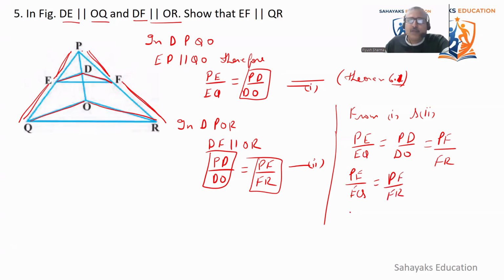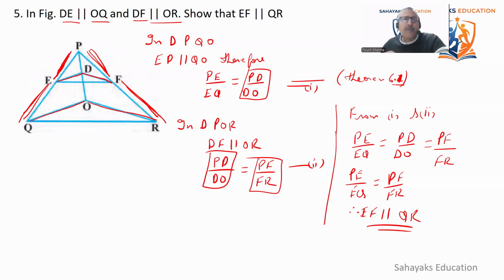That means a line which divides two sides of a triangle in equal ratios will be parallel to the third side of the triangle. So in this case, when we say this divided by this is equal to this divided by this, it implies that EF is parallel to QR. So this is hence proved.